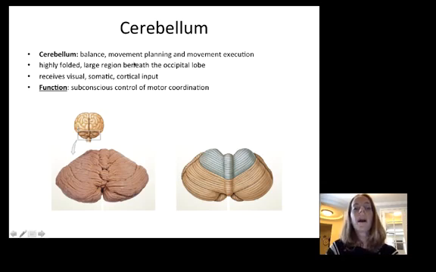So behind and below the cerebrum is the cerebellum. Cerebellum kind of means tiny brain. So it looks like this tiny little brain behind the cerebrum. So the cerebellum is also important for movement, and what it is important for is balance, movement planning, and movement execution.